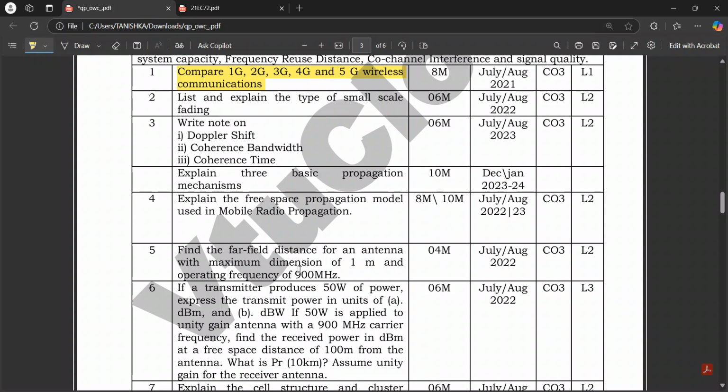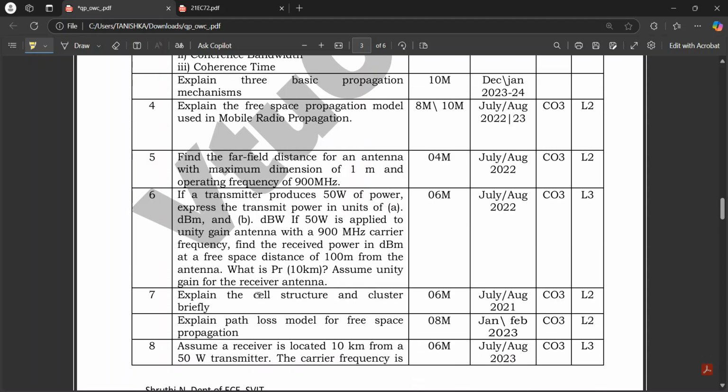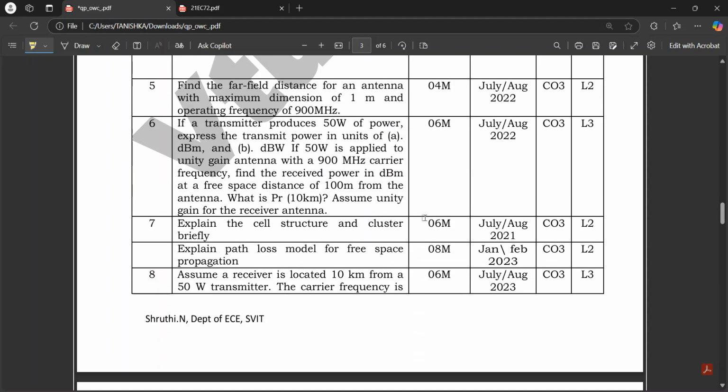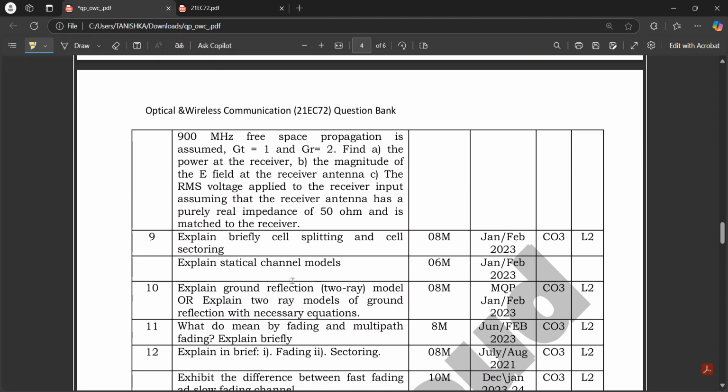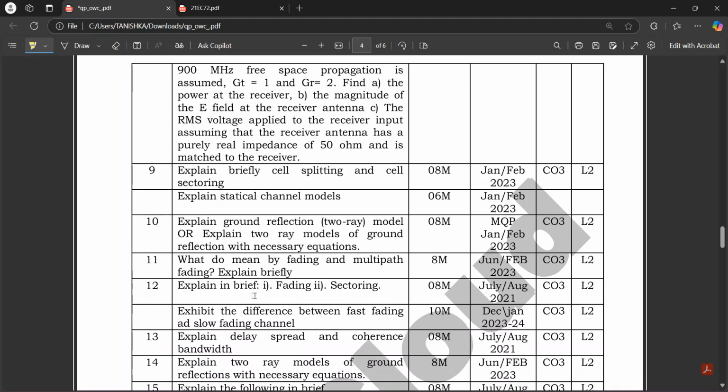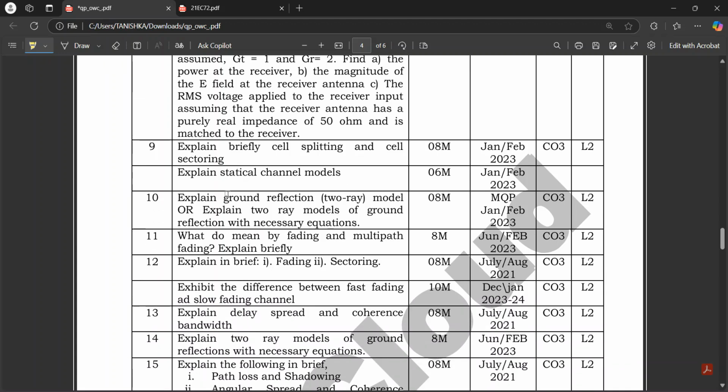Then when problem is there, problems. And explain the cell structure and cluster briefly. Explain path loss model for free space propagation. And one more problem. Then explain briefly cell splitting and cell sectoring. Explain statistical channel models. Explain ground reflection or two-ray model, or explain two-ray models of ground reflection with necessary equations.